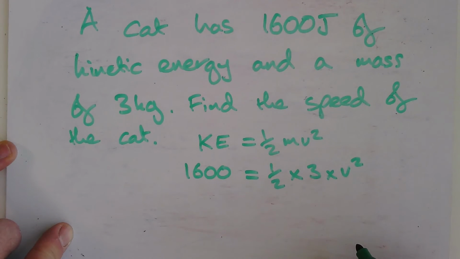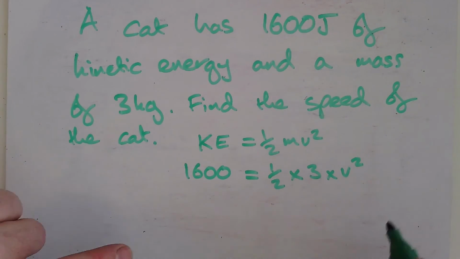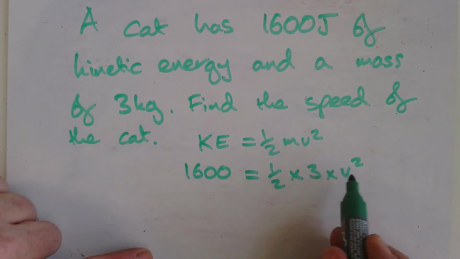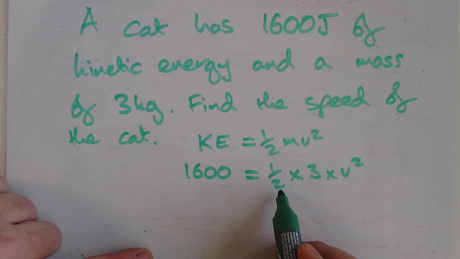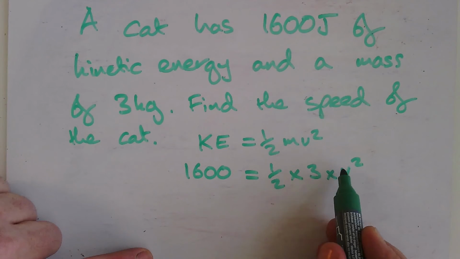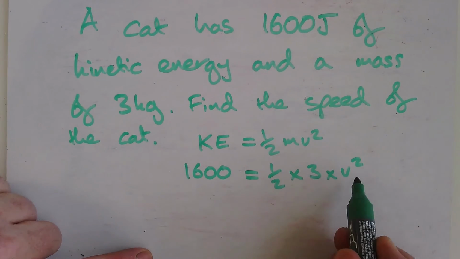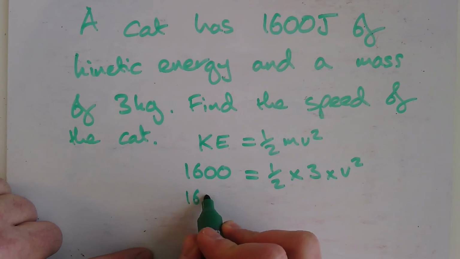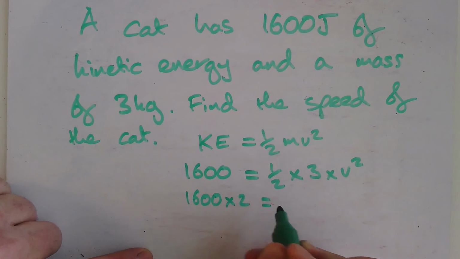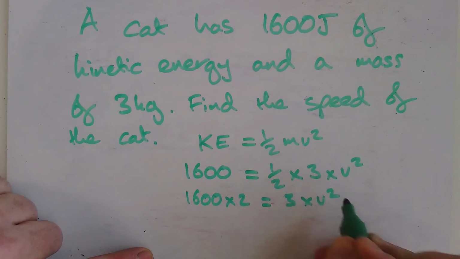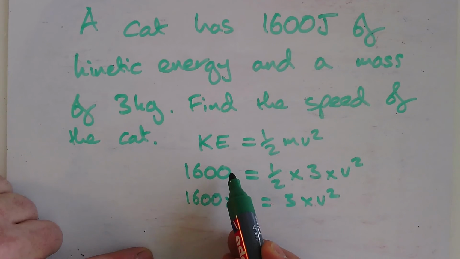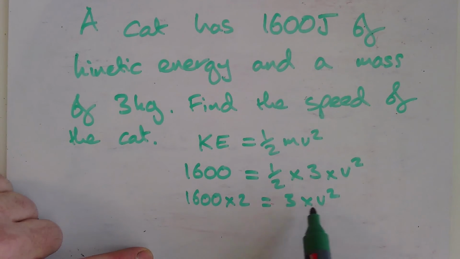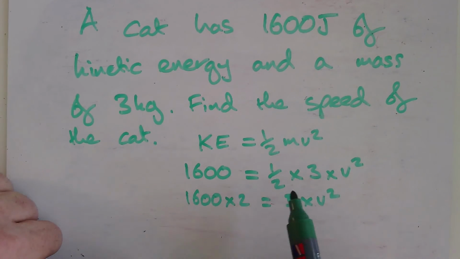Now, a couple of different ways of approaching this. Outcome is generally the same, at least you hope so anyway. I've got this side all being divided by 2. So to balance this out, I want to get v on its own so that I can do something with it. I'm going to start by unpicking this side. It's divide by 2 on this side, so I'm going to times by 2. So 1600 times by 2 is equal to 3 times v squared. Taking this 2, I've moved it up. On this side, v still isn't on its own, it's being times by 3. Opposite of times by 3 is divide by 3.